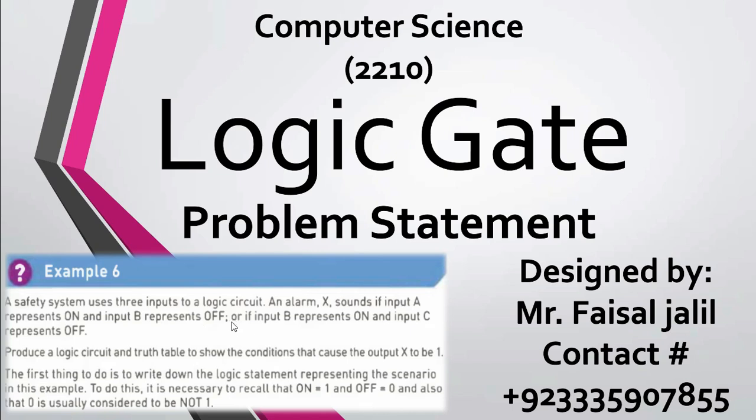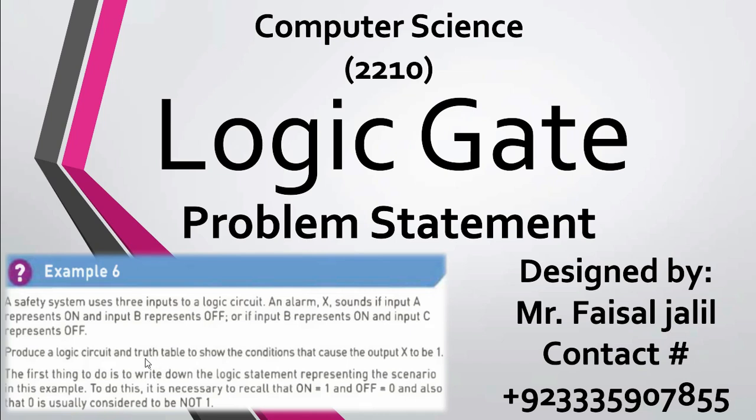Then after that here is OR, another criteria. OR means OR gate. If input B represents on, B is equal to 1, and input C represents off, C is equal to 0. Till here, any confusion? No, sir. Okay, after this, using this criteria we have to produce a logic circuit and truth table.